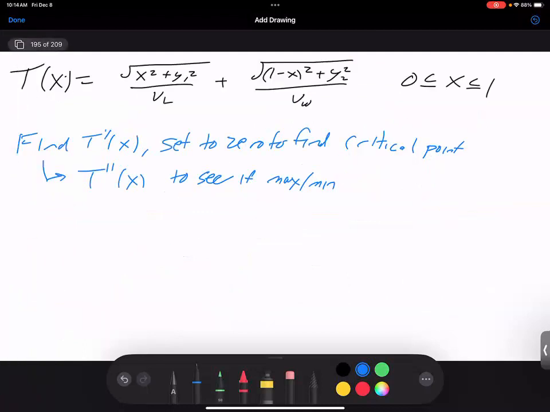Is this all we have to do to find the maximum and minimum? Is take the first derivative?